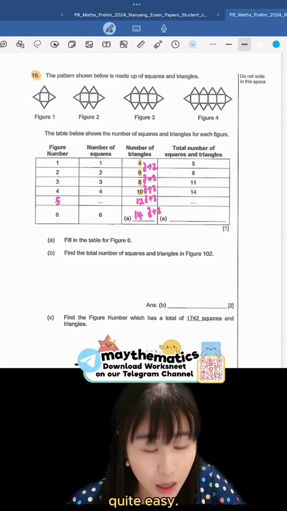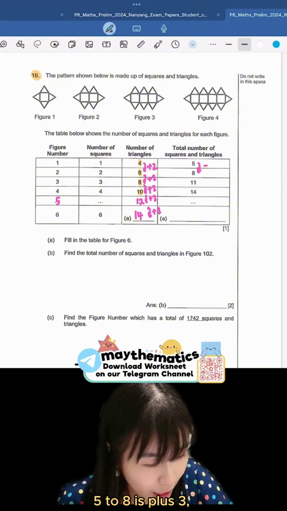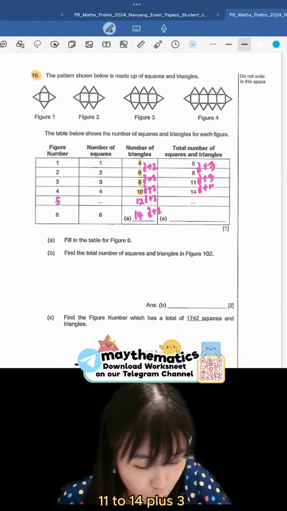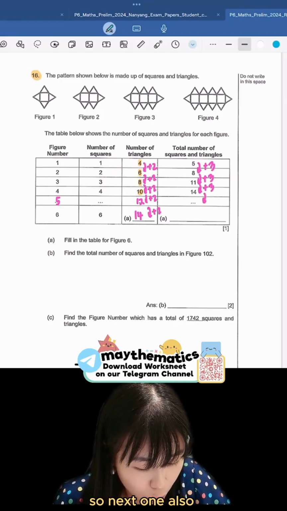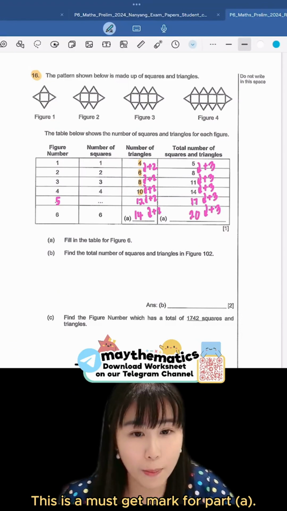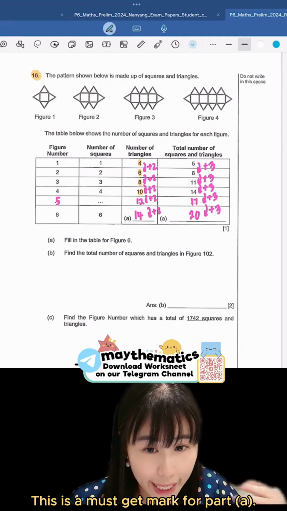Okay, quite easy. Okay, the next one, here, 5 to 8 is plus 3, 8 to 11 plus 3, 11 to 14 plus 3. So next one also, you just plus 3 is 17, and then you plus 3 again is 20. Okay, so this is a must-get mark for part A.